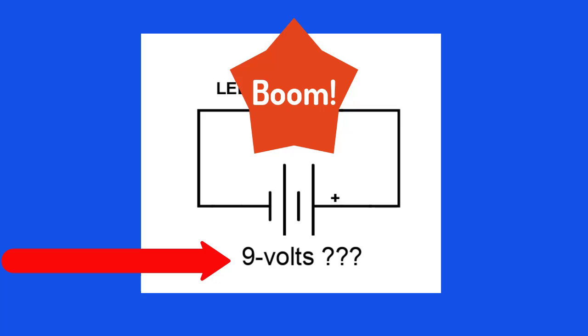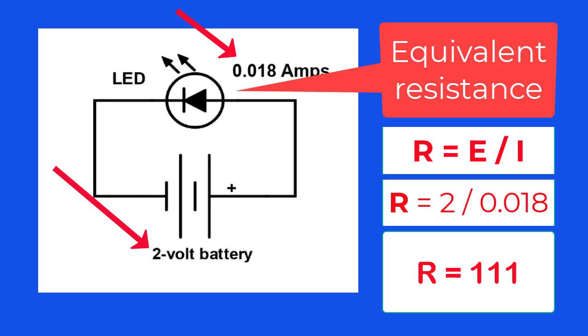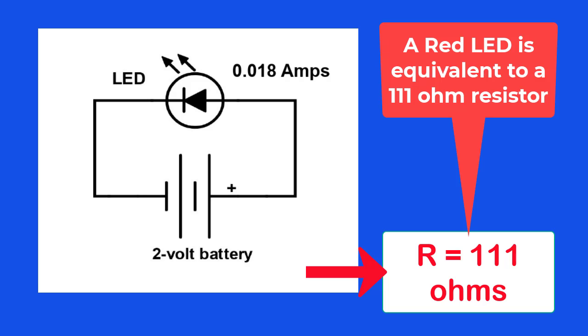Another way to look at this is, since the LED is designed to conduct a current of 0.018 amps with 2 volts across it, we can calculate its equivalent resistance. If we use Ohm's law, where R equals E divided by I, that would give us 2 divided by 0.018, which equals 111. 111 what? 111 ohms. So a red LED is equivalent to a 111 ohm resistor.